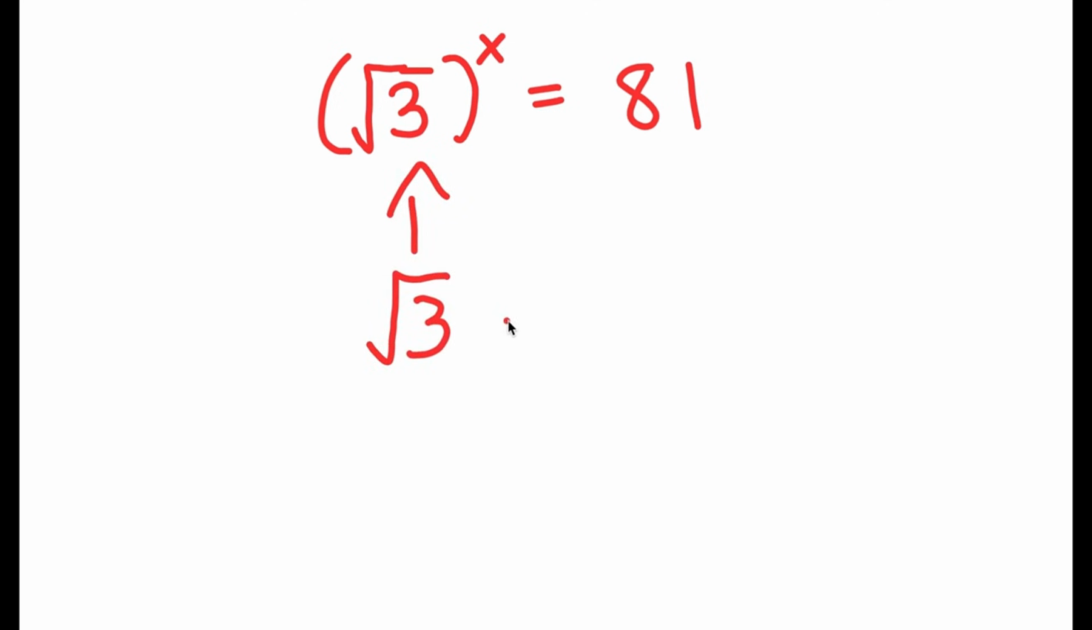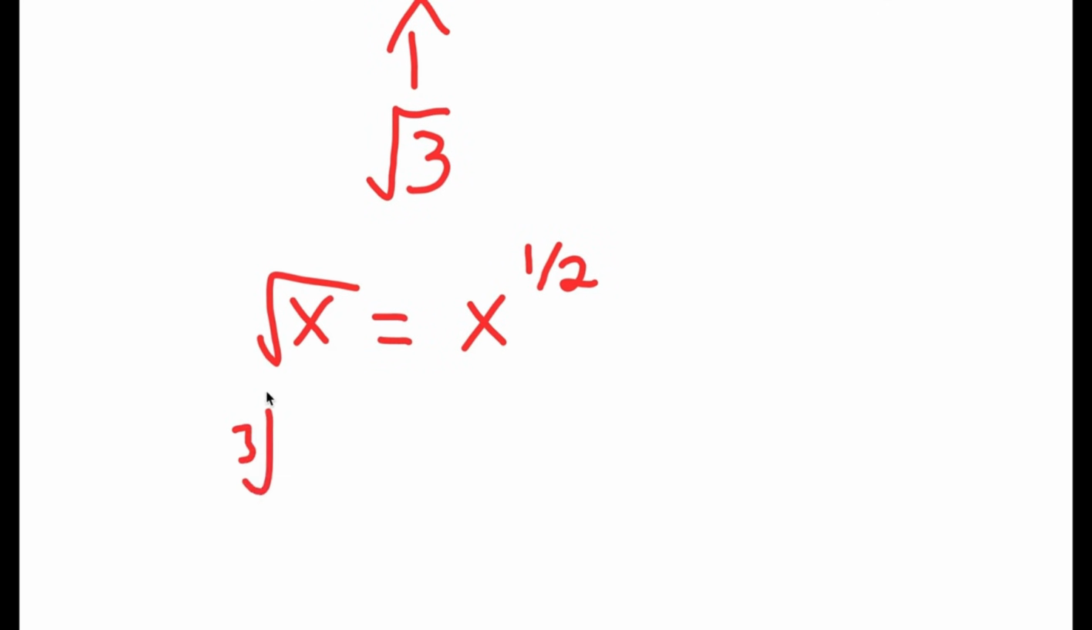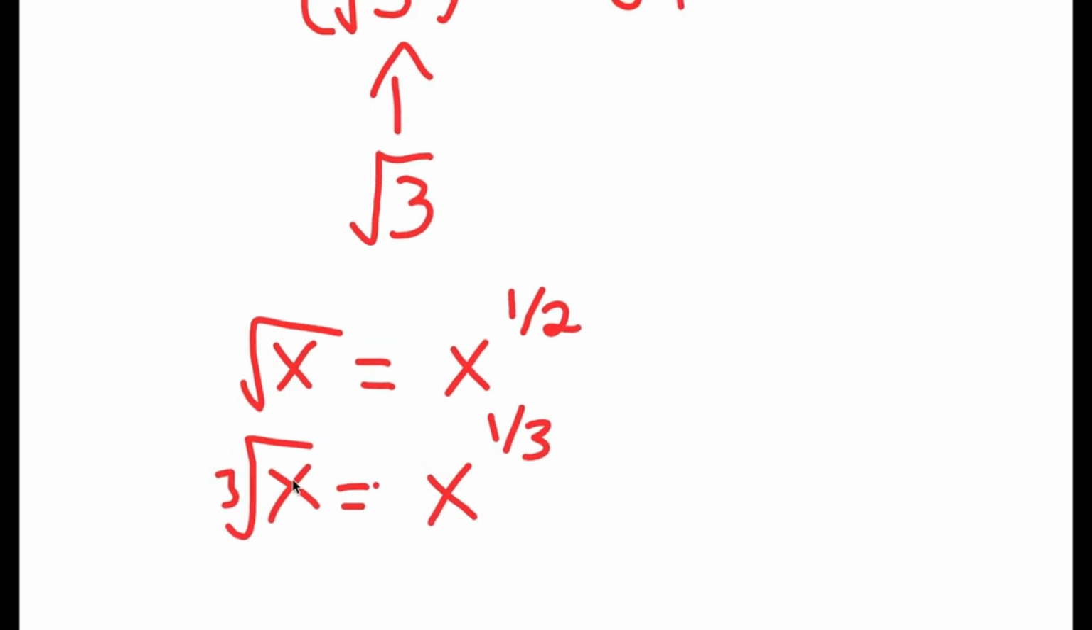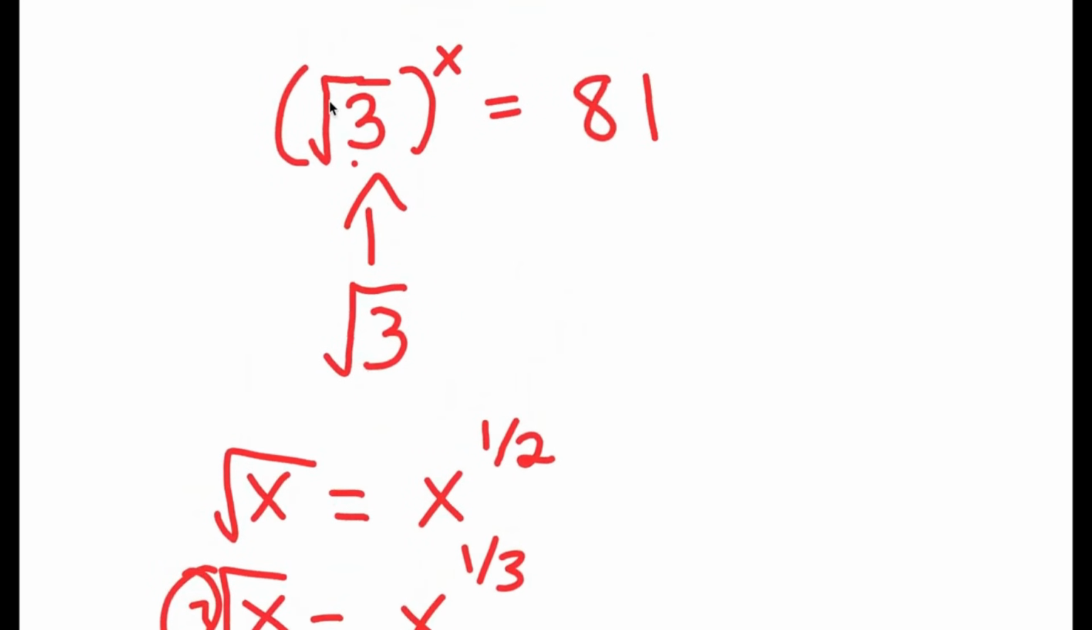Now, the square root of a number, say the square root of x, is the same thing as x to the power of 1/2, because basically the root here is 2, but we just don't write that. And the cube root of a number is that number to the power of 1/3, because we have a 3 over here. So the square root of 3, we can think of 3 as x in this case, and we can rewrite this as 3 to the power of 1/2.